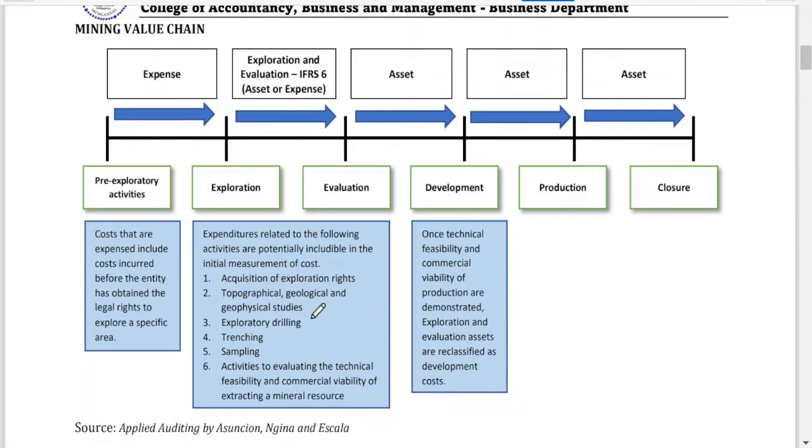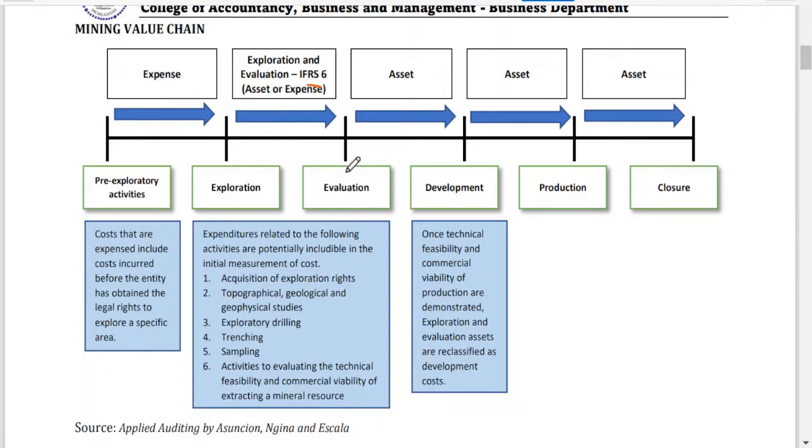Topographical, geological, and geophysical studies, exploratory drilling, trenching, and sampling are activities for evaluating the technical feasibility and commercial viability of extracting a mineral resource. During this stage, IFRS 6 is being applied. As you can see, we have here asset or expense, because the entity has the discretion whether to classify the expenses as an asset or an expense.